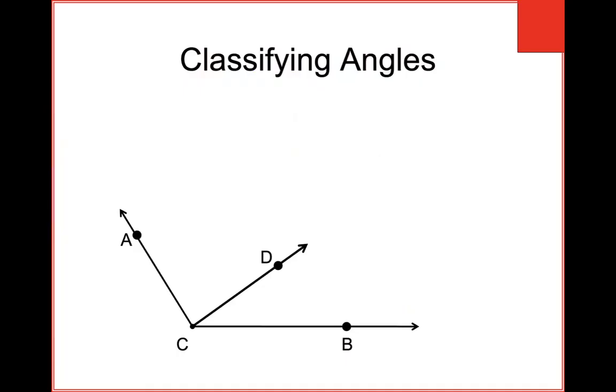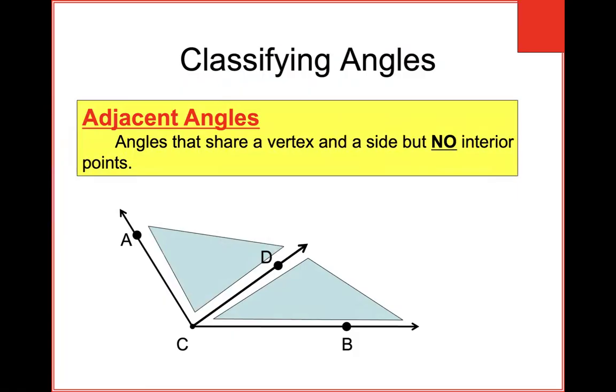All right, a few more definitions and we're done. Let's think about this. Notice the shape right there. We have two basic angles, three counting the larger angle. But look at those two angles that I just highlighted. That angle right there and that angle right there. Notice that they share two things. Both of those angles share the vertex C and they share the ray CD. If two angles share a vertex and a common side, we say that they are adjacent angles. So adjacent angles are angles that share a vertex and a side, but no interior points.